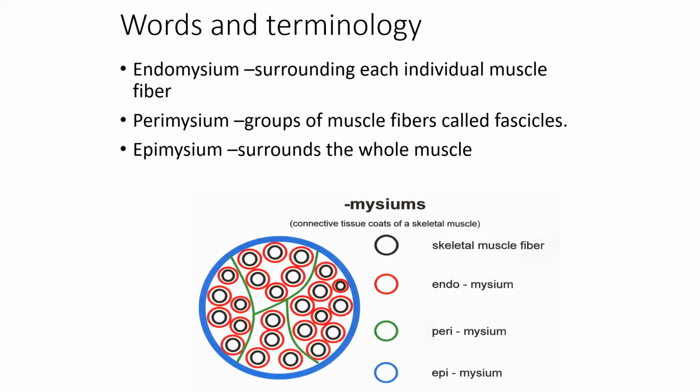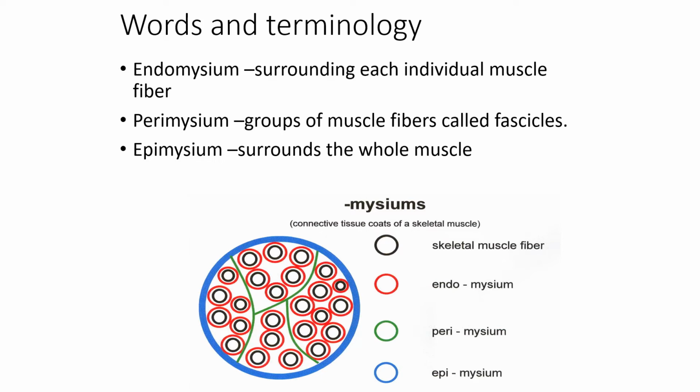The first one is endomysium, and the endomysium is the fine sheath of connective tissue composed of reticular fibers surrounding each individual muscle fiber. So that's what we can see here in red, surrounding each of the muscle fibers here in black.